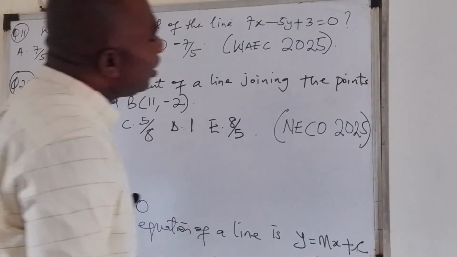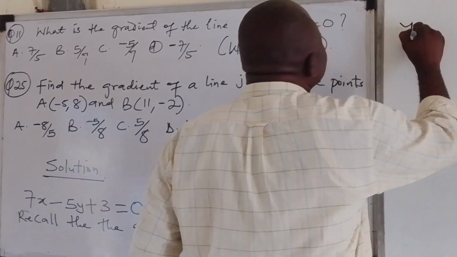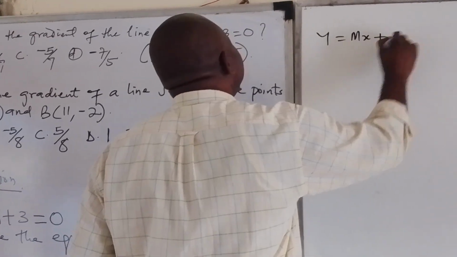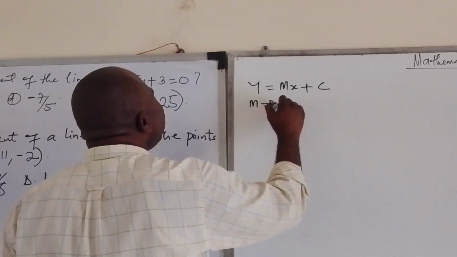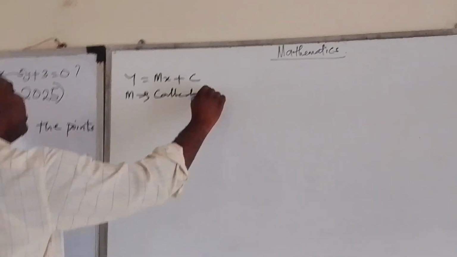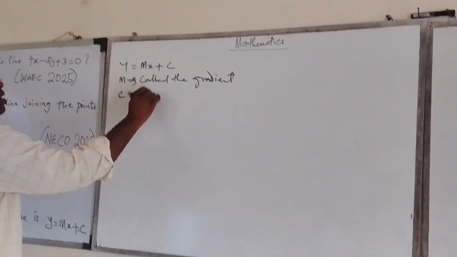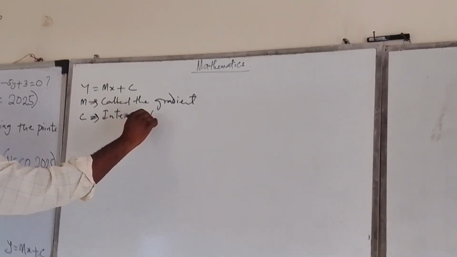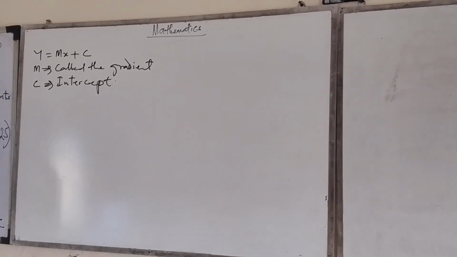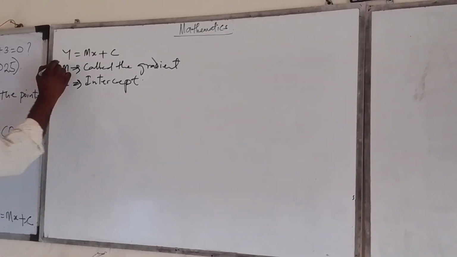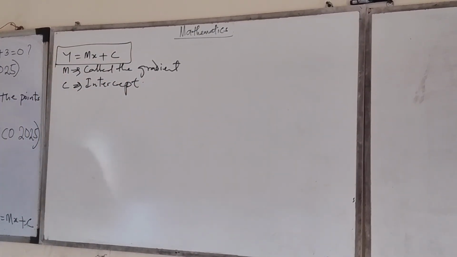The equation of a line is y is equal to mx plus c, where this m is called the gradient. Yes, m is the gradient or slope. The c there is called the intercept. Now, in this case, they gave us this. Remember I just mentioned that this is the equation of a line, y is equal to mx plus c, where m is called the gradient and c the intercept.